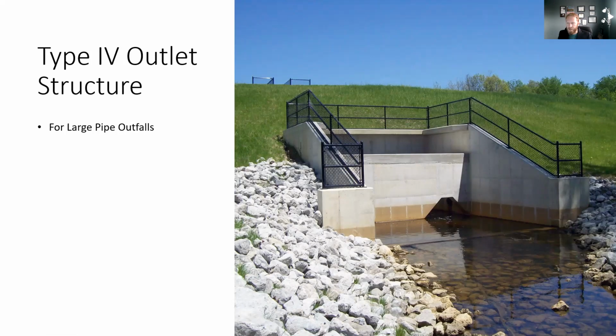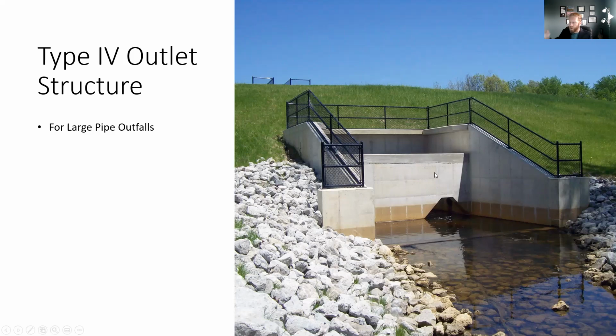Another way to do it is certain outlet structures. So there's a type 4 outlet structure, and this is for large pipes. So here is a picture of a type 4, and this is a dam embankment. And outside of the embankment, there's an outlet works, and that outlet works releases flow really fast.